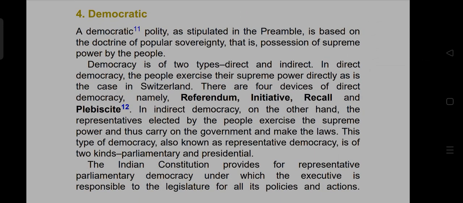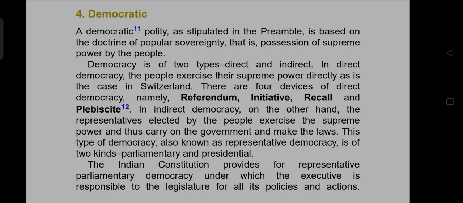Fourth, democratic. A democratic polity, as stipulated in the preamble, is based on the doctrine of popular sovereignty, that is, possession of supreme power by the people. Democracy is of two types, direct and indirect. In direct democracy, the people exercise their supreme power directly, as is the case in Switzerland. There are four devices of direct democracy, namely referendum, initiative, recall, and plebiscite.